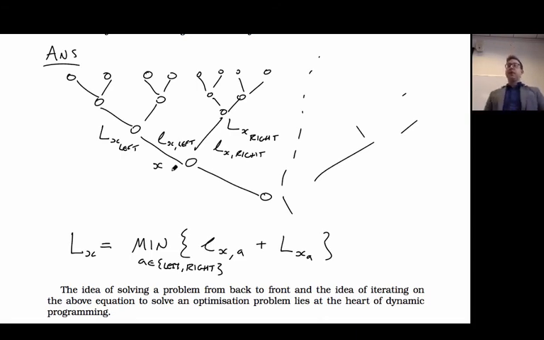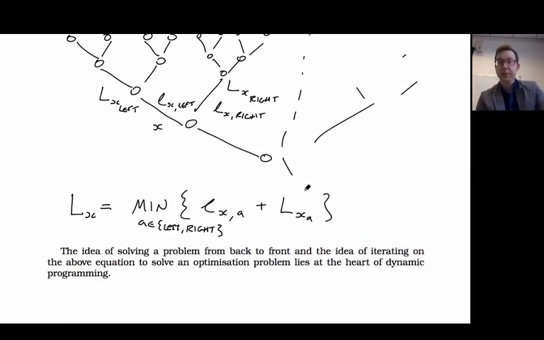So that's one point to note about this equation that we've been writing down. The second thing to note is that the idea of dynamic programming is that we solve a problem from back to front. As I say at the bottom here, essentially we iterate on this equation, starting at the leaves and working our way towards the root. So what we're doing is breaking a big optimization into lots of little simple optimizations, starting from the leaves and working our way down to the root.